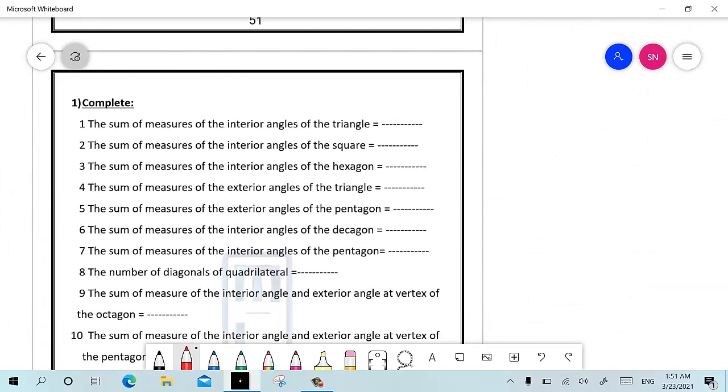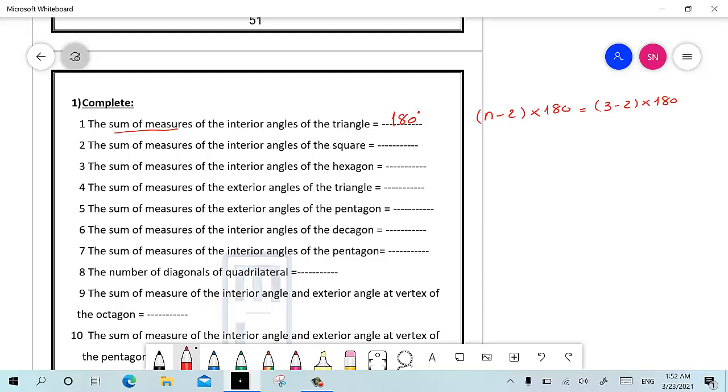The sum of measures of the interior angles of a triangle. I know that a triangle is a three-side polygon. I want to find the sum of measures, so I am going to use the rule n minus 2 times 180 degrees. This is equal to 3 minus 2 times 180, and this is equal to 180 degrees. So the sum of measures of the interior angles of a triangle is equal to 180 degrees.